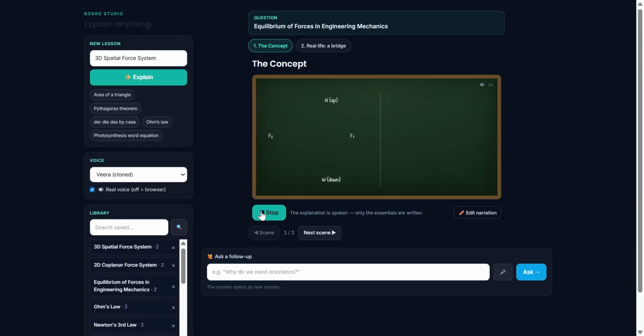When an object is in equilibrium, the sum of all forces acting on it equals zero, and the sum of all moments equals zero. This means every push and pull cancels out perfectly. The two conditions are the net force equals zero and the net moment equals zero.